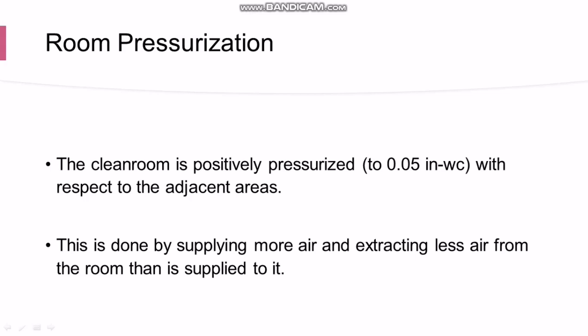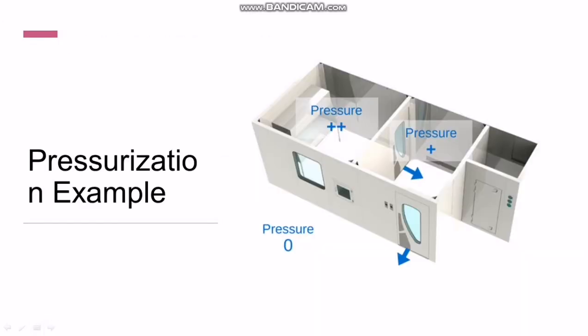So your room must be pressurized, so the airborne particles should not travel inside the clean room, they must travel out of the room. So your room should be clean for your production. This is one of the pressurization examples. These two are positively pressurized. One is single positive and these are double positive.